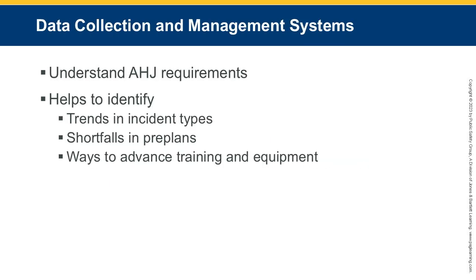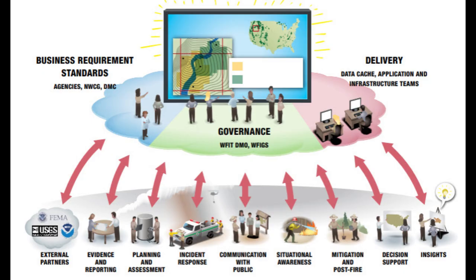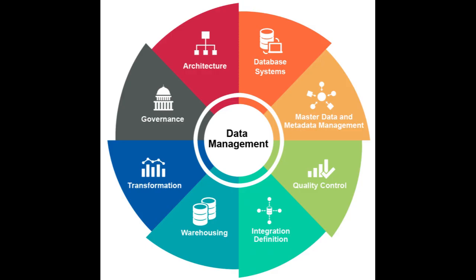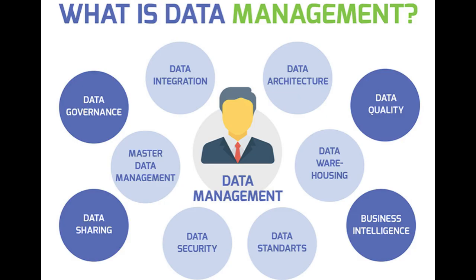All right, team, let's talk about data, because the numbers don't lie and they tell us how we can get better. Every agency has its own requirements, usually set by your AHJ, so the first step is knowing what they need from you. The real value comes in how we use that information. Good data collection helps us spot trends in the types of incidents we're responding to. Are there recurring problems or hazards we should anticipate? It also highlights shortfalls in our pre-plans. Maybe a building we thought was simple actually has some tricky access points.